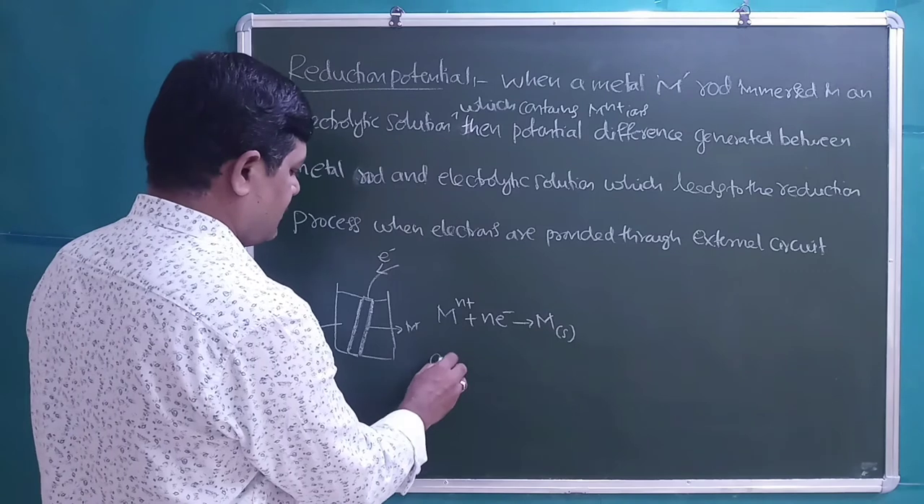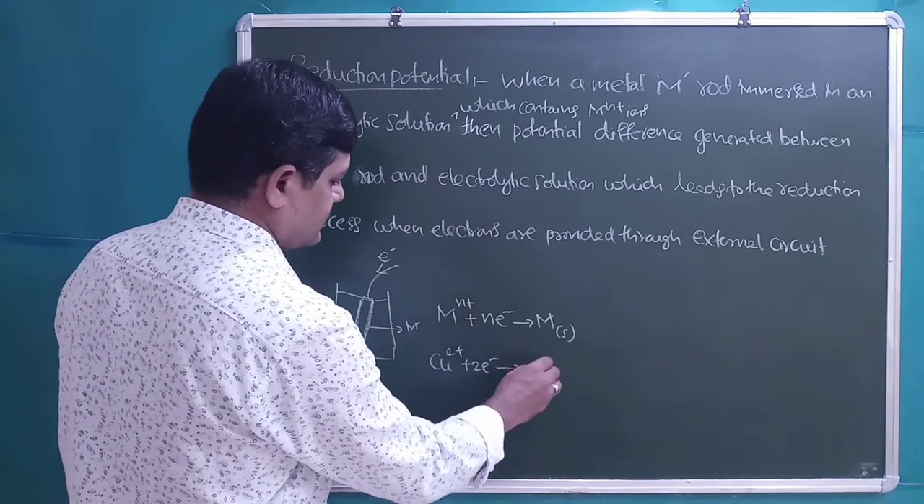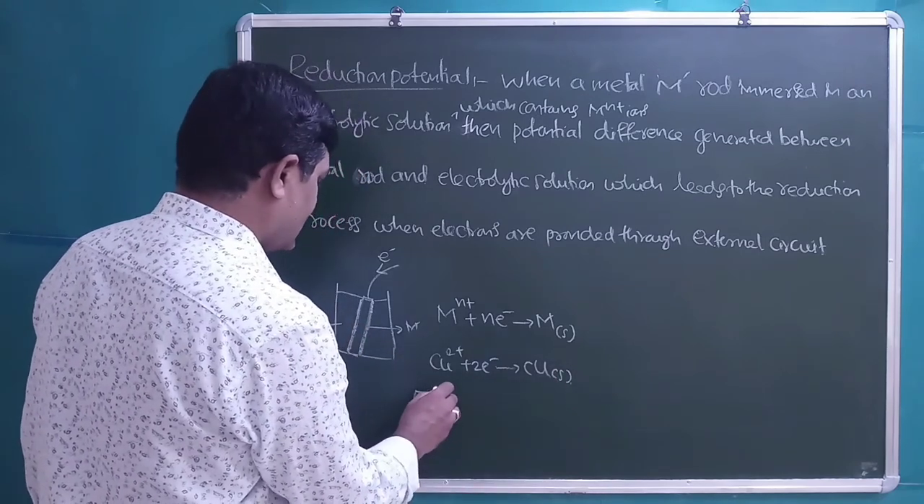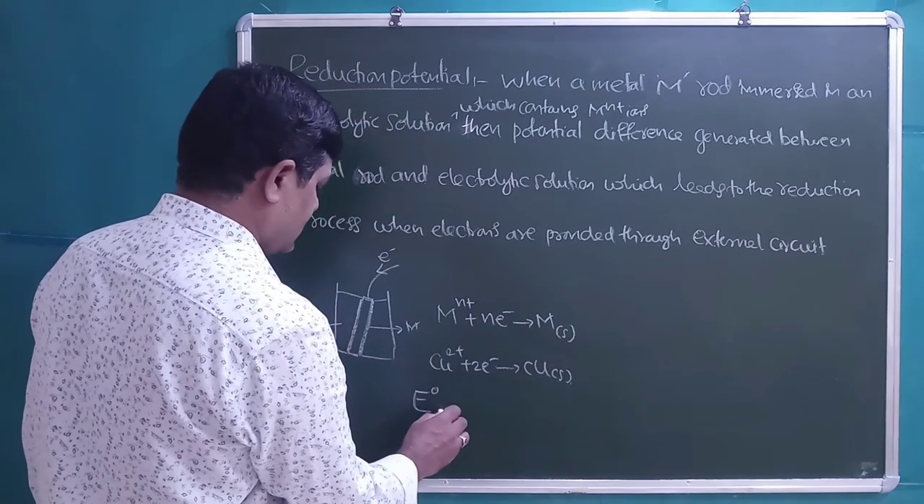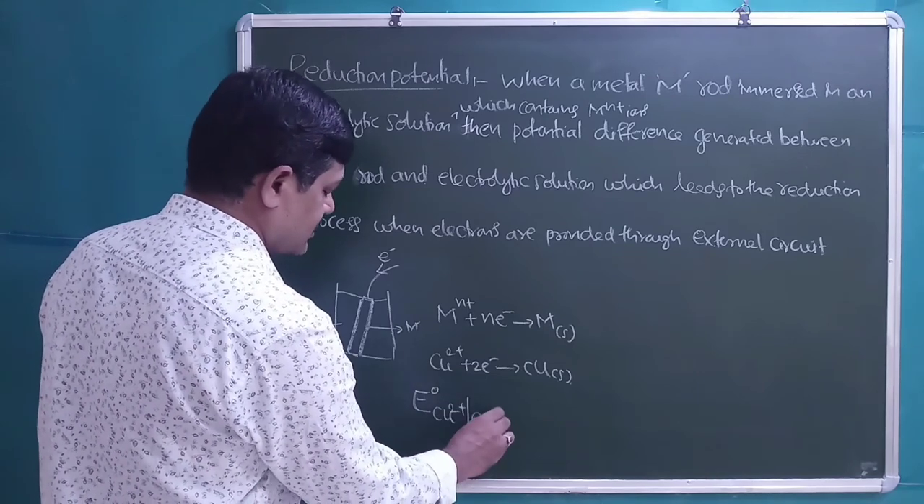Students, for example, Cu2 plus plus 2 electrons gives rise to Cu solid. So the standard reduction potential E naught can be represented as Cu2 plus/Cu.